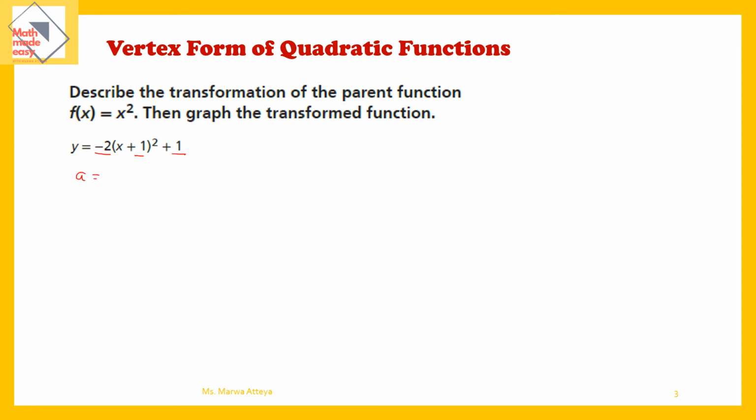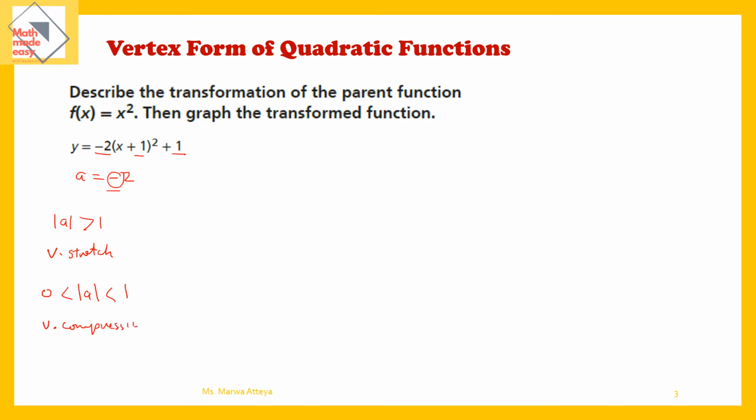First of all, I know that a is equal to -2. Whenever we have a negative sign, we said that that negative sign will show reflection. So this here will show me reflection. And because we have 2, then we know there is a vertical stretch. How do we know? We said that if the absolute value of a is greater than 1, this shows vertical stretch. We discussed that before. And if the absolute value of a is between 0 and 1, then this shows a vertical compression.